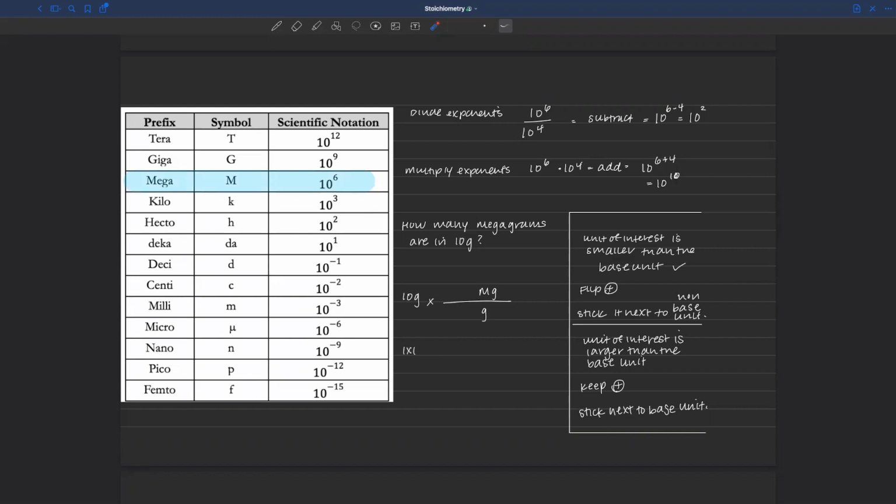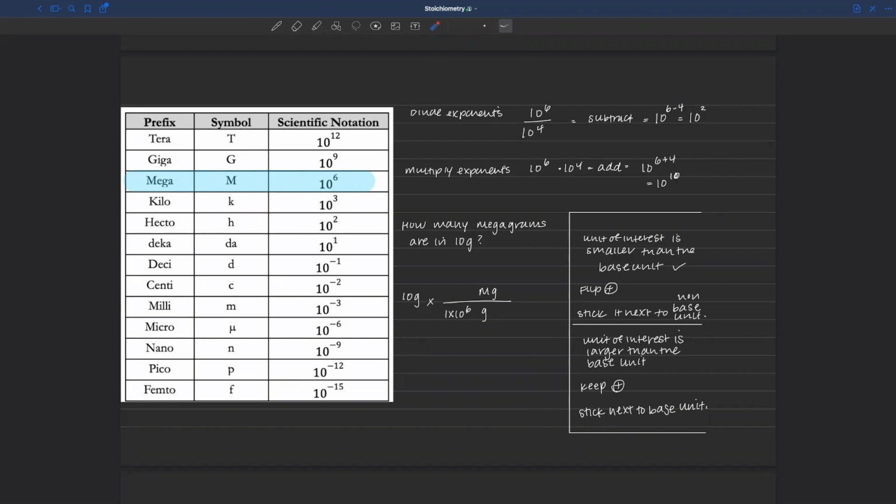So is this larger or smaller than your base unit? Well, it's much larger. So you use the second set of rules down here. You keep 1 times 10 to the 6th positive. And where do you stick it? Numerator or denominator? Next to the megagrams or next to the grams? You stick it next to the grams.